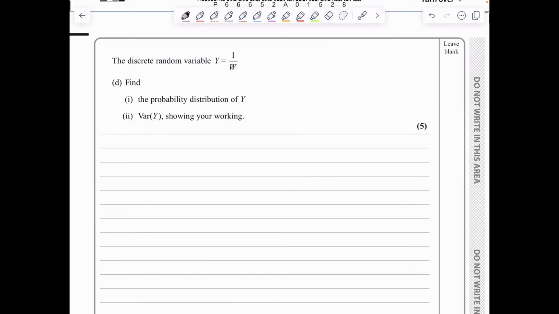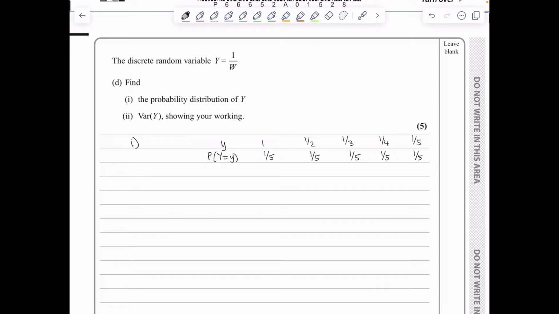In D, we've got a new random variable capital Y defined to be 1 over capital W, and we need to find the probability distribution of Y and the variance of Y. So I will start by writing out the possible values for Y. So since W attains values 1, 2, 3, 4, 5, then Y attains values 1, 1 over 2, 1 over 3, 1 over 4, and 1 over 5, with corresponding probabilities being 1 over 5 throughout. So these are the 5 different values that Y can attain.